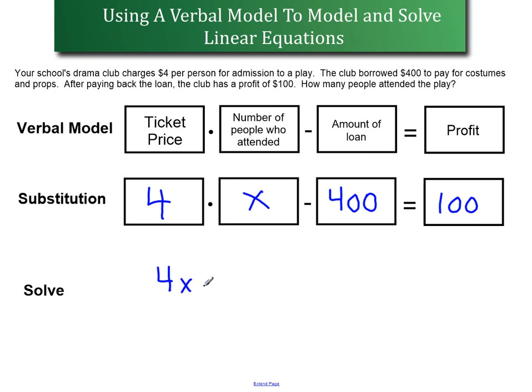4x minus 400 is equal to 100. So we're solving that equation. This is a simple multi-step equation that we all should know how to solve. Add 400 to both sides.